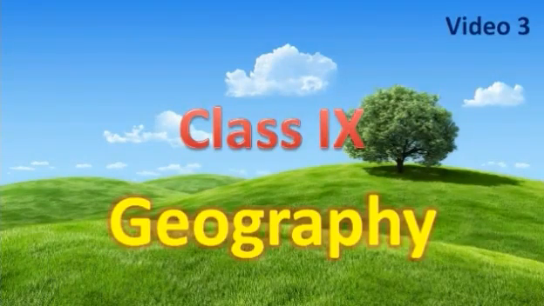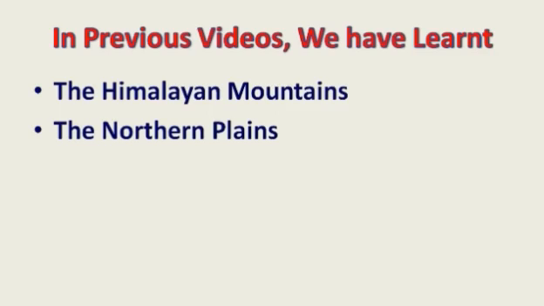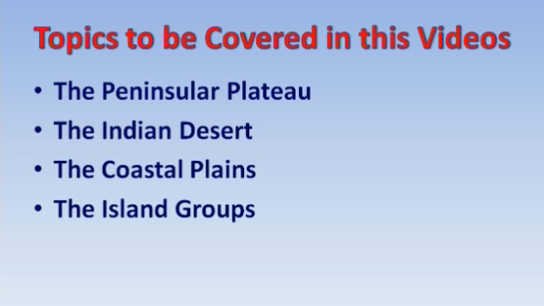Welcome to all. This is my third video of Chapter 2 Geography Class 9th. In previous two videos, we have learned how Himalayas and northern plains have been formed, what are their main features. In this video, we will learn about the Peninsular Plateau, the Indian Desert, coastal plains and the island groups.